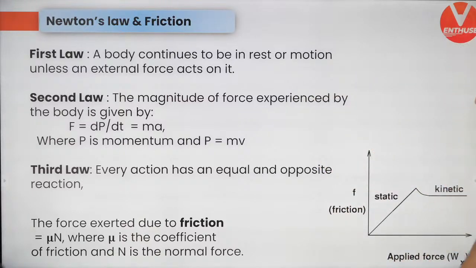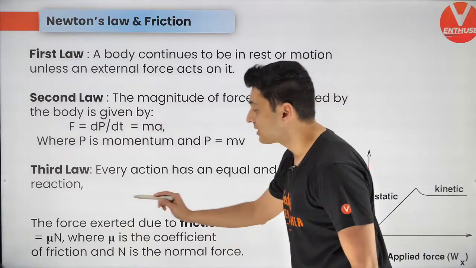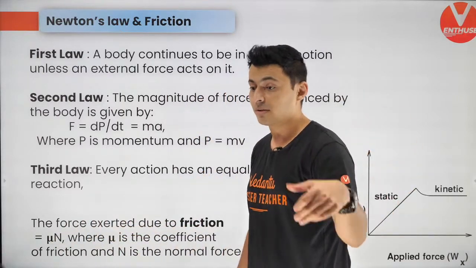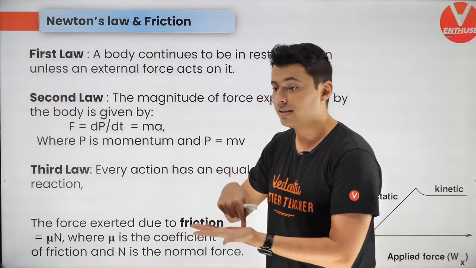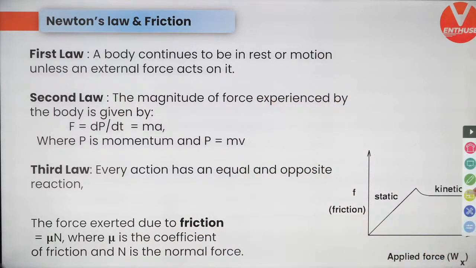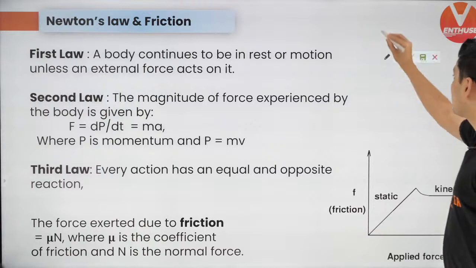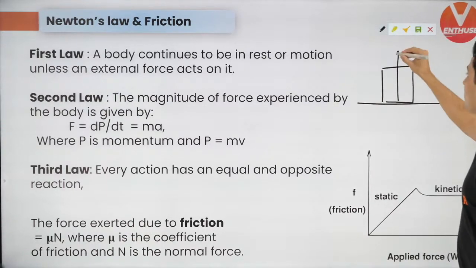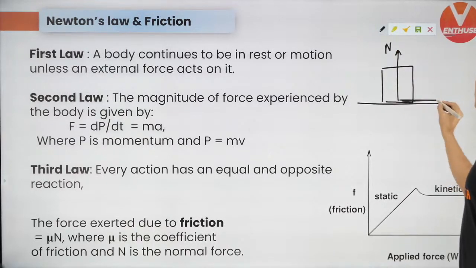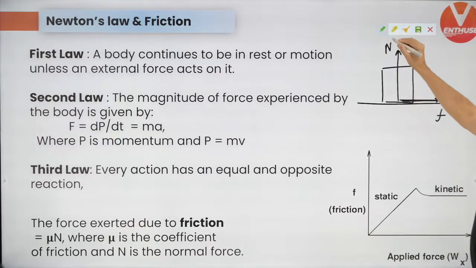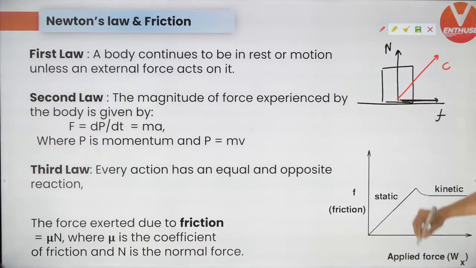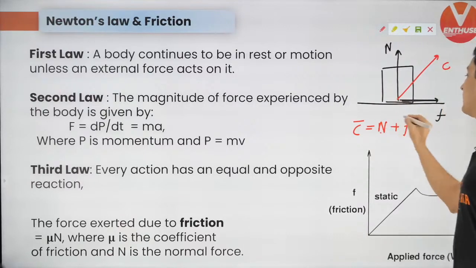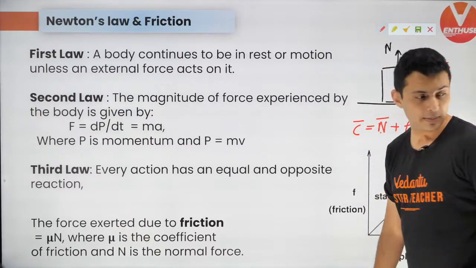Cool. Now, very important, the frictional force value is mu into N, where mu is the coefficient. If mu is 0, there is no friction. What is N? The normal force between the surfaces. One last thing I would like to tell you is this particular diagram. If this is a box, and this is the normal force, this is the frictional force, then the resultant of both of them is called the contact force. So contact force is the resultant of normal plus friction. Keep this in mind.